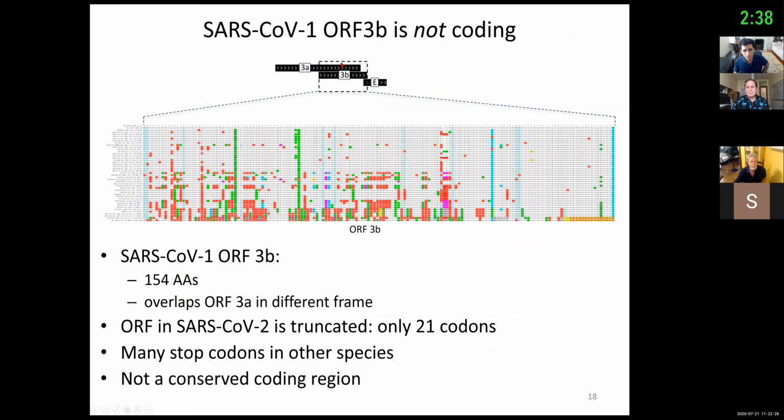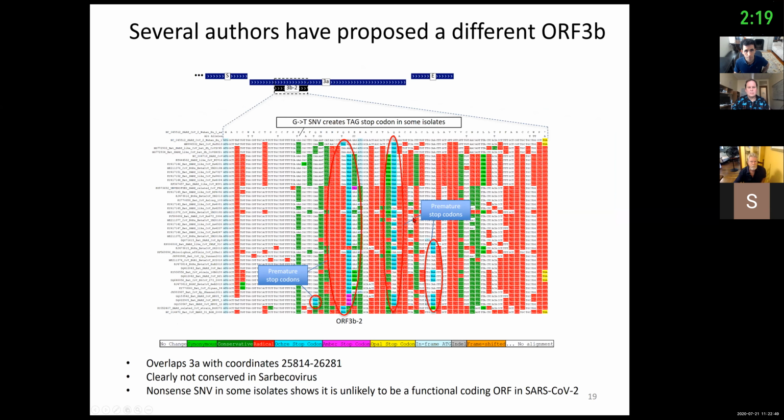ORF3B has been proposed as an overlapping ORF that spans the end of 3A and the beginning of E. And we believe that it is not protein coding. If you look here, there are a few internal stop codons, and the overall conservation pattern looks extremely non-protein coding. So it's unlikely to be real. Some authors have proposed another ORF that they call ORF3B. We call it ORF3B2 for lack of ambiguity. And indeed, this has a lot of premature stop codons, and it has a lot of non-conservative changes, indicating that, in fact, ORF3B2 is also not real.